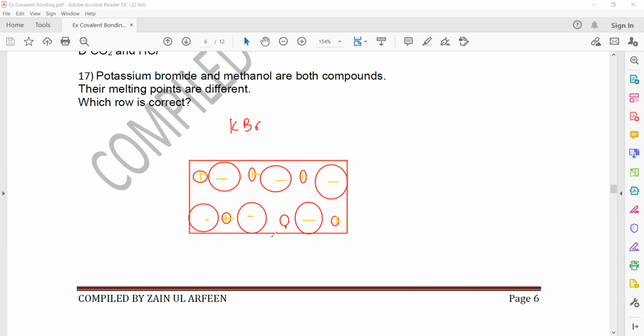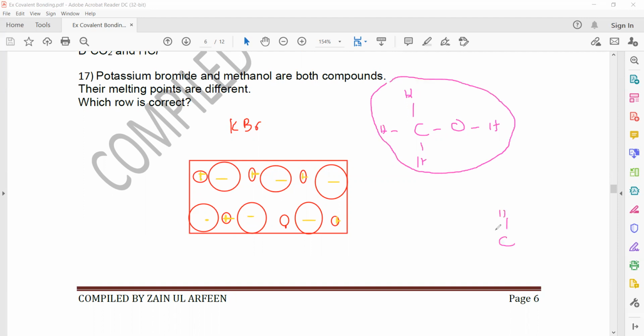This will be the structure and it will have a strong force. That's why it will have a high melting or boiling point. About the methanol, this is like the molecule of methanol. The structure is already given in the previous MCQ. So this is a simple structure of methanol. This is one molecule of methanol, which is having a sharing of electrons.